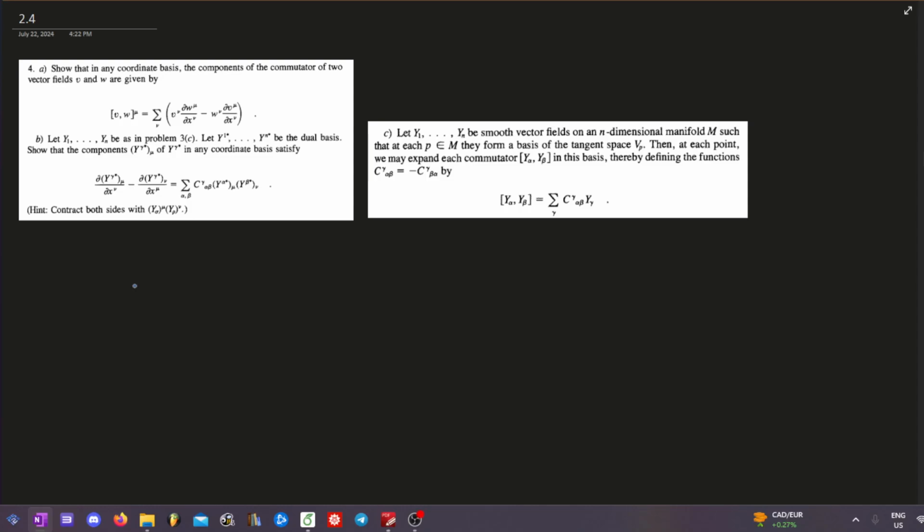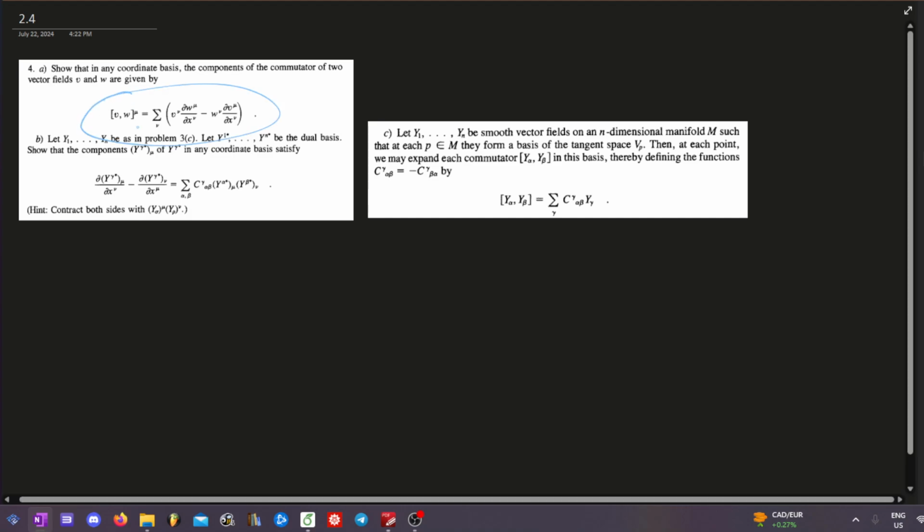Okay, so let's begin with problem 2.4 from Robert Wald's General Relativity. In this problem, in 4a, he wants us to show that on any coordinate basis, the components of the commutator of two vector fields v and w are given by this expression right here. So let's go ahead and get started with showing that.